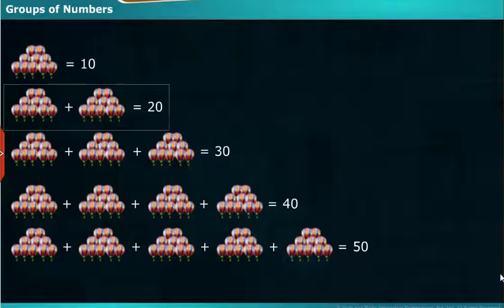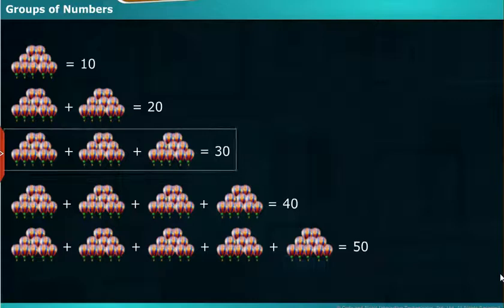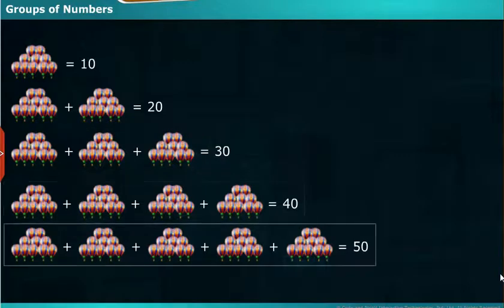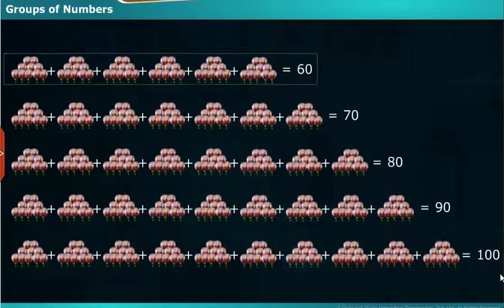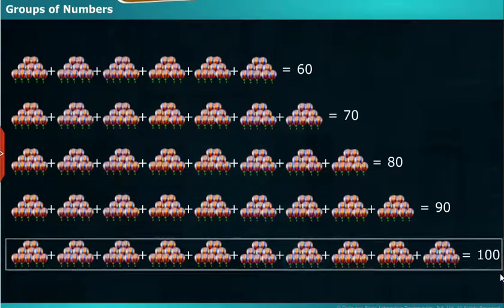The second row contains 2 sets, hence the number of parachutes is 20. In the same manner, the third row contains 30 parachutes since it contains 3 sets. Then follow 40, 50, 60, 70, 80, 90 and 100.